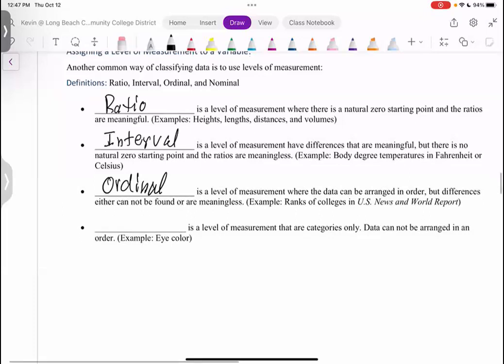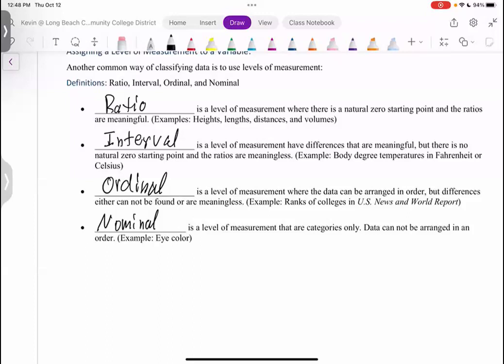And this is versus nominal. This is a level of measurement that is only categories. There's no natural order to them. If we were to list all of the countries on the planet, there's an order if we put it in alphabetical order, but if we go to another country, they may spell it differently, and so suddenly it's out of order. So those would be nominal. Eye color would be another one. Religions would be another one. There's no natural order to that.